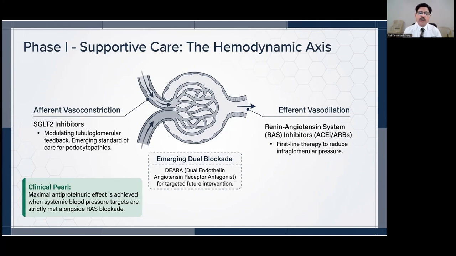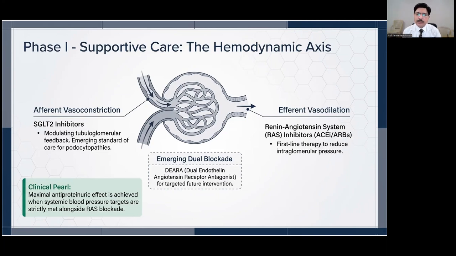Maximum antiproteinuric effect is achieved when systemic blood pressure targets are strictly met. If the systemic blood pressure targets are not met, your proteinuria will not be controlled. Why? More pressure at the afferent arteriole pushes more blood into the glomerulus. If you control the blood pressure systemically, the afferent arteriolar blood flow is reduced, so much so that the filtration is also reduced.